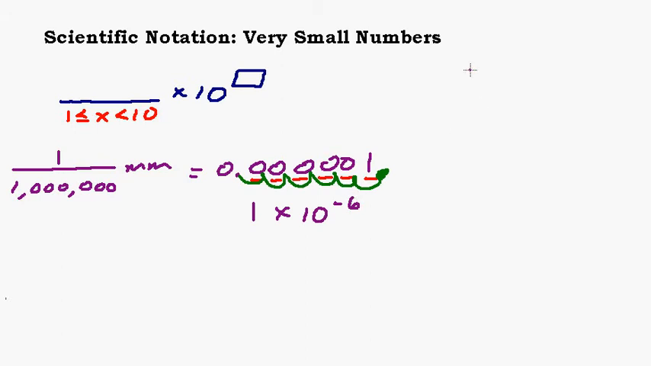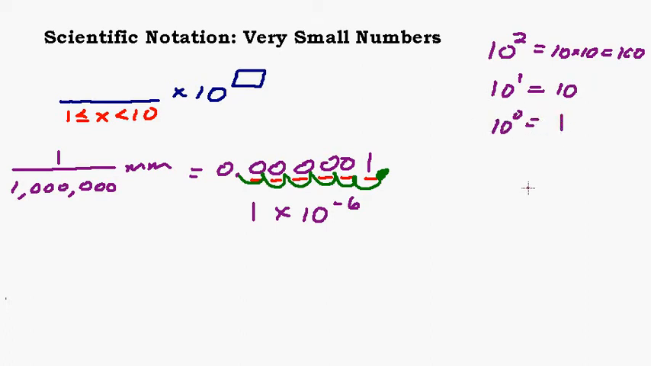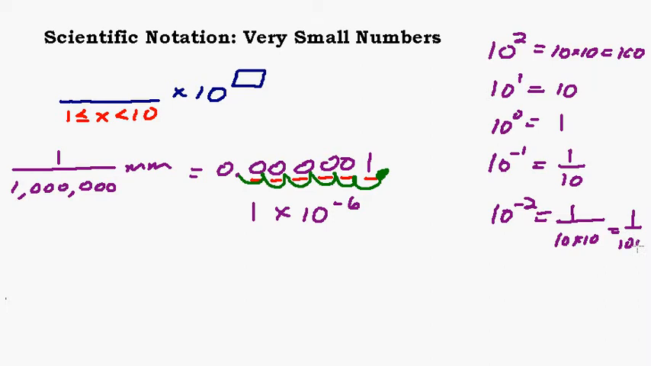But what you could know is that 10 to the second power means 10 times 10, and that is 100. 10 to the first power is just 10. 10 to the 0 power is actually 1. Anything to the 0 power is 1. Then 10 to the -1 power means 1 over 10. And 10 to the -2 power means 1 over 10 times 10, which is 1/100th.